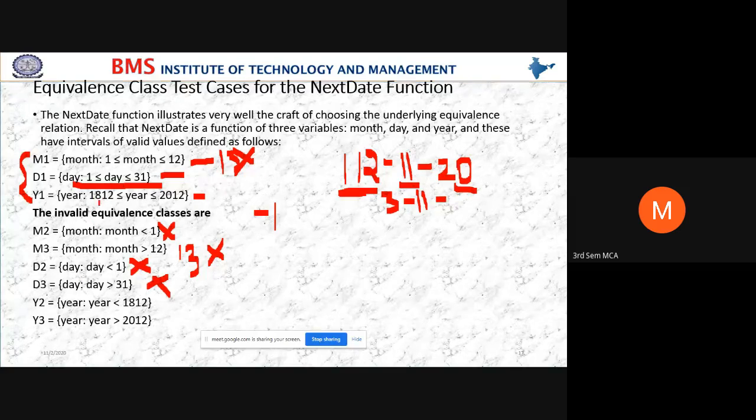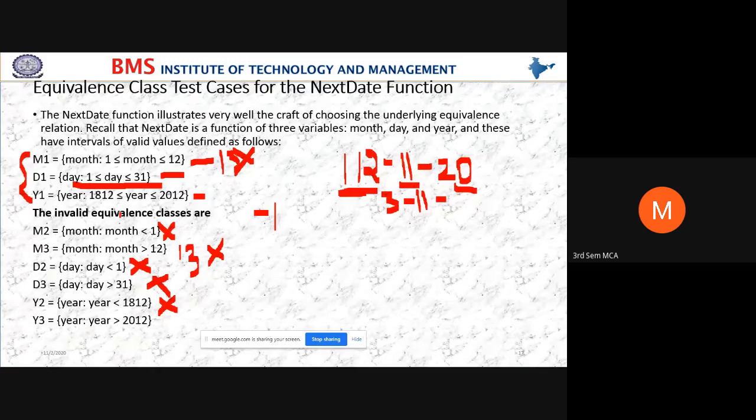And year. What is the range I have given? It should be from 1812 to 2012. Here, the year value is less than 1812. No, it is not valid. Why? Because my set value is 1812 only. The initial value starts from 1812. 1811 I am not considering because I have set the range from 1812 to 2012.